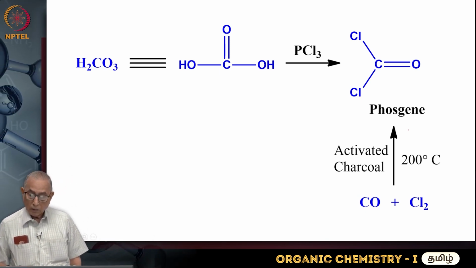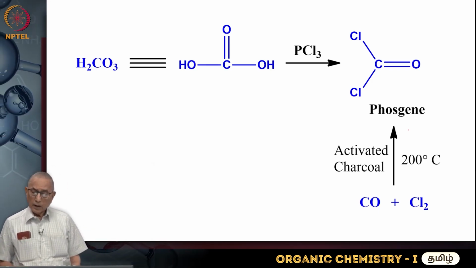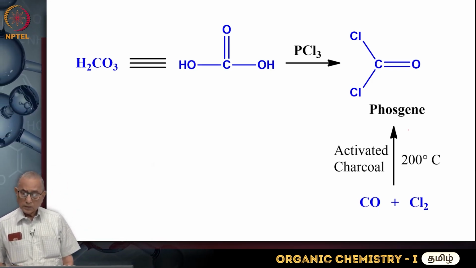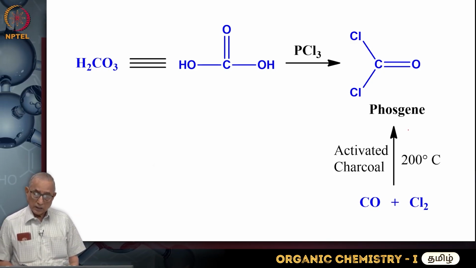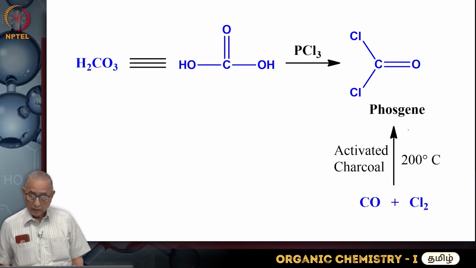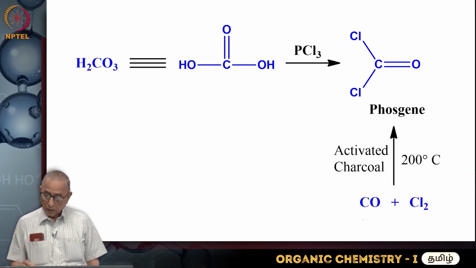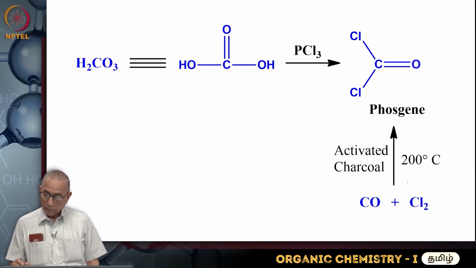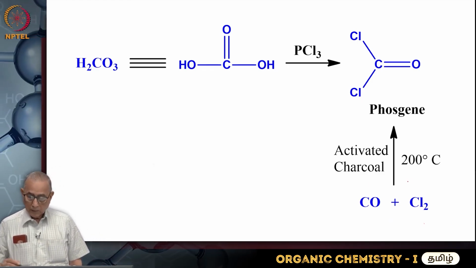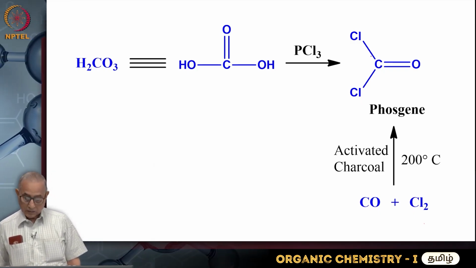இந்த phosgene வந்து ரொம்ப tremendously poisonous and it's used in some of the reactions where it has to be done very carefully. Phosgene leak ஆச்சுனாக்க people will die inhaling it. The same phosgene can be prepared from carbon monoxide and chlorine with activated charcoal at 200 degrees centigrade. CO reacts with Cl2 to form COCl2.